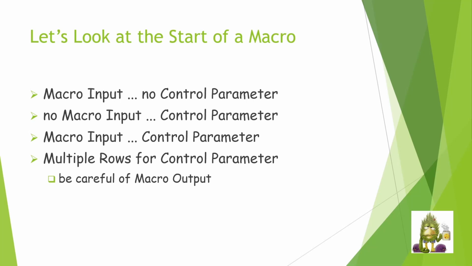And then as a wrap up, we're going to talk about what happens if you pass multiple rows of data through the control parameter, which is one of the really extremely useful and powerful usages of macros. And when we do that, we have to be careful of the macro output. So we will talk about that as well. So let's get started, and we're going to start with a blank slate.